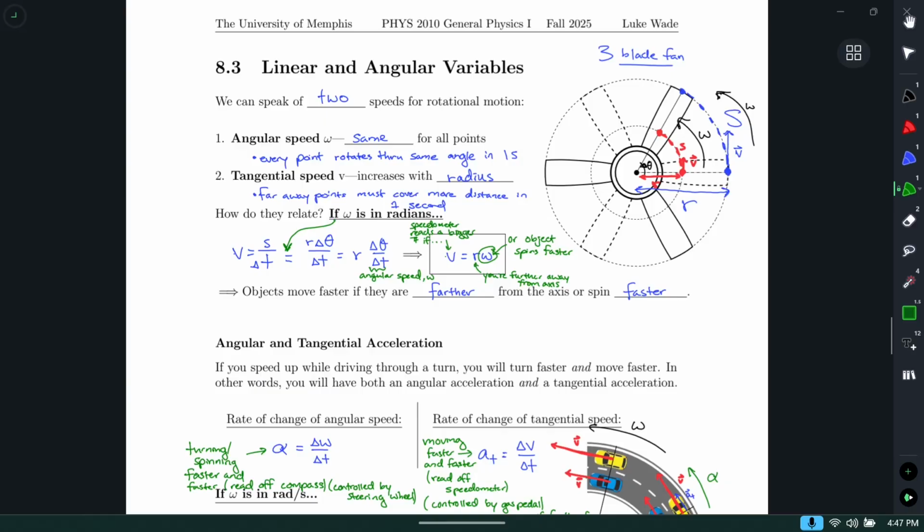If I strapped a speedometer to it, what would it say? That's tangential speed. And again, the variable that connects them is the radius. How far are you from the axis? If you're really far away and you're going along a circle, you've got a much larger distance to cover in the same amount of time as points much closer to the center. So it stands to reason you're going to have to go much faster to keep up.